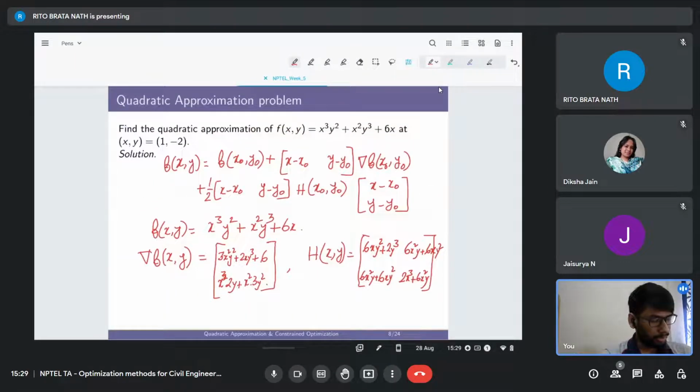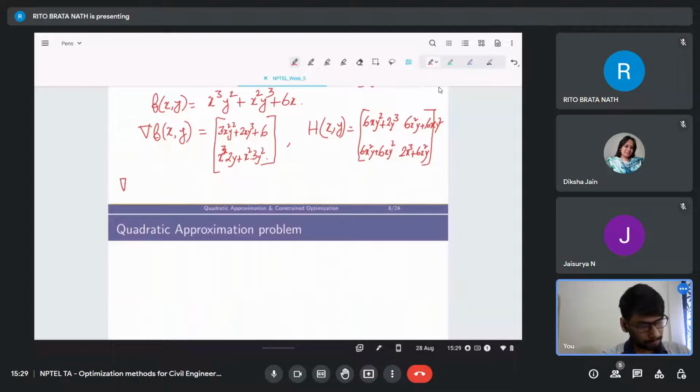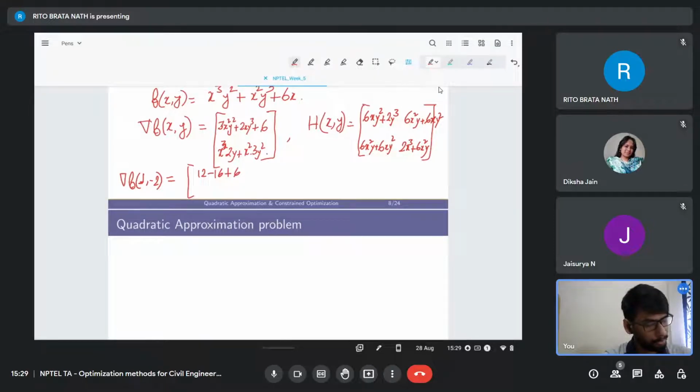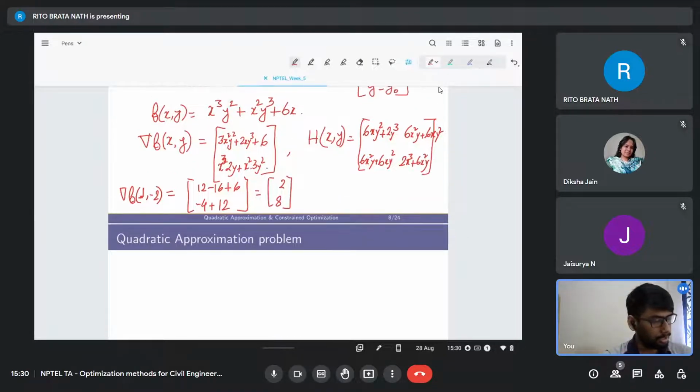So now what we have to do is put the value 1 and minus 2 here. If you put the values for the gradient, the first term will be 3 times 1 times minus 2 squared, so that's 12. The second term will be 1 times minus 2 cube, so that's minus 16 plus 6. The bottom term will be 2 times 1 times minus 2, so that's minus 4. This will be 3x square y square, so 3 times 1 times 4, so that's 12. So ultimately what you will get is 2 and 8 for your gradient.